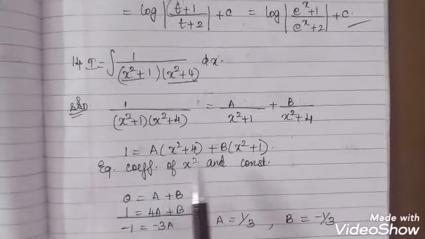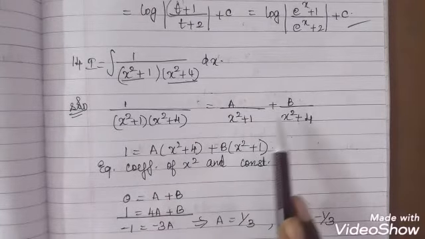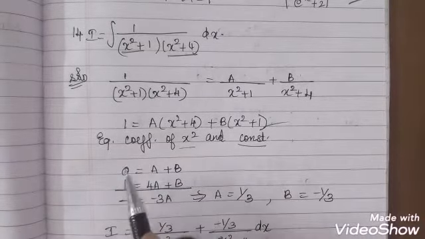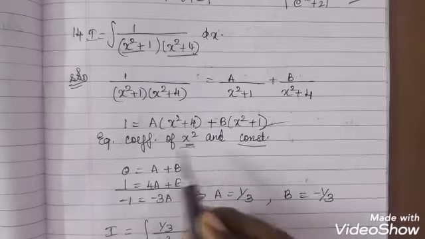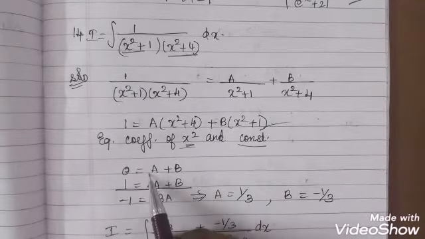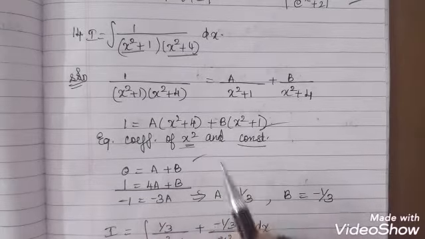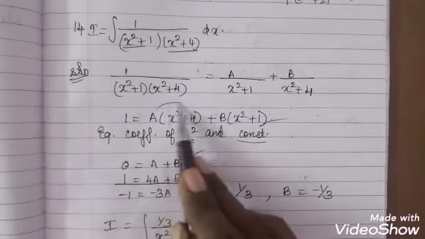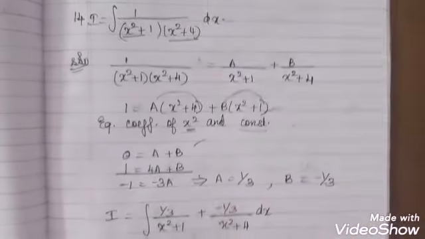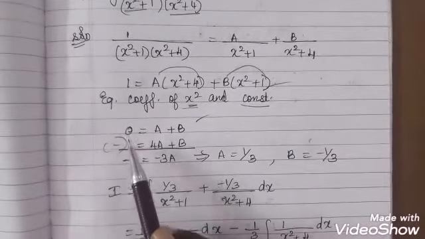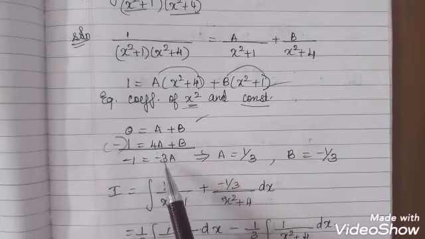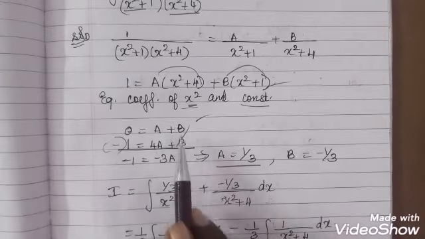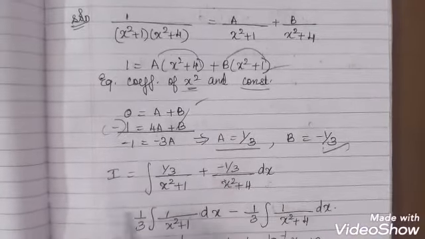So your 1 is equal to A into (x squared plus 4) plus B into (x squared plus 1) you get here. Equating the coefficient of x squared and the constant, what will I get? 0 is equal to, first the x squared, you don't have an x squared term, so it is 0 equal to A plus B. The next one is the constant: 1 is equal to 4A plus B. Now just subtract it. 0 minus 1 is minus 1, A minus 4A is minus 3A, of course B gets cancelled. So what's the value of A here? 1 by 3. And what's the value of B? B is equal to minus 1 by 3. Got it?